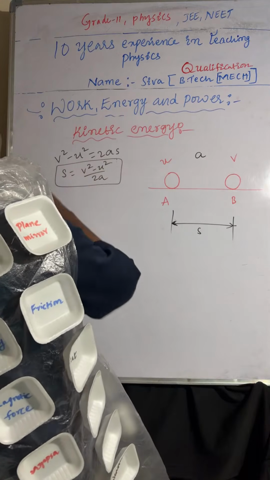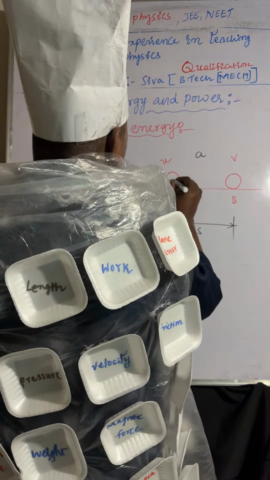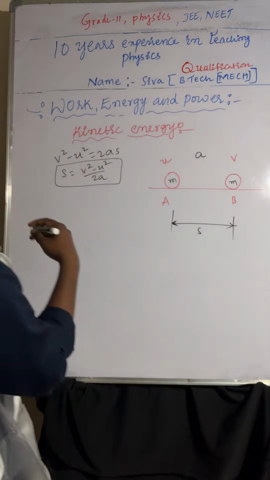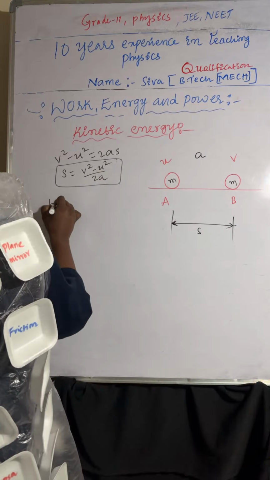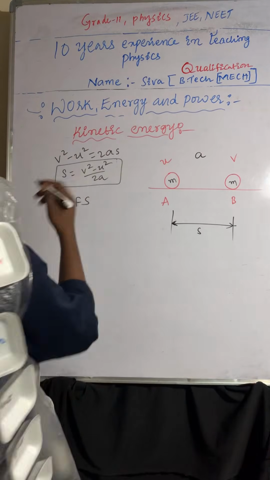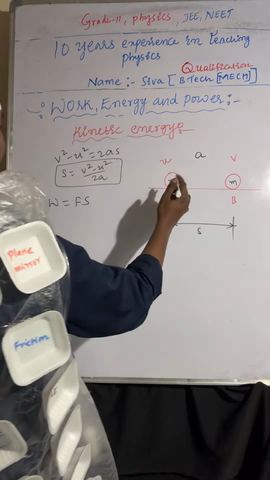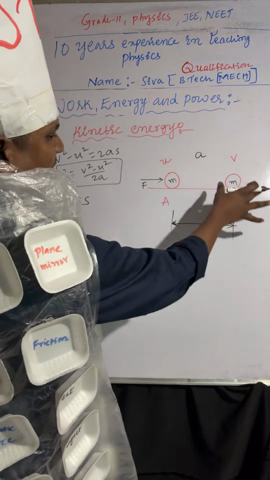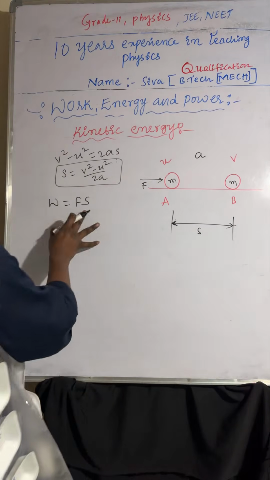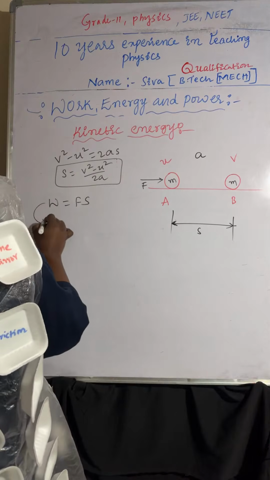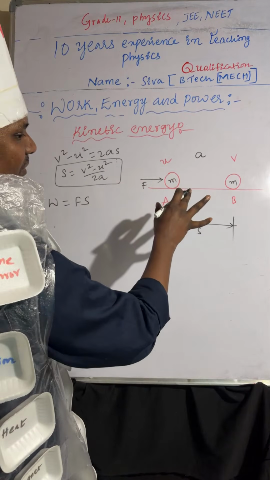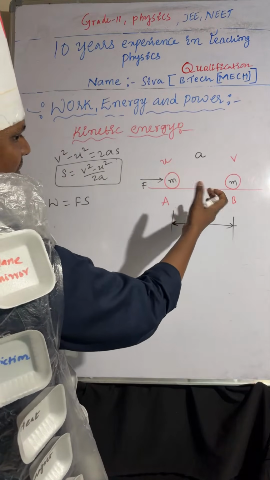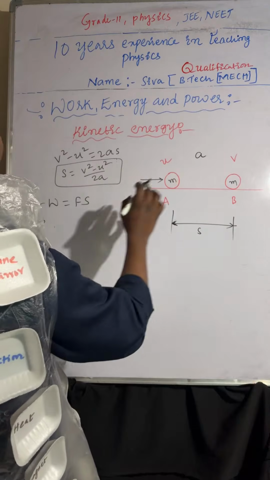Mass is the same, M only. Mass is not changing. We know work equals force into displacement. When we apply force on the object, it moves from position A to position B. Whatever work is done on the body will be converted into kinetic energy, because the body starts moving. The body comes under motion.